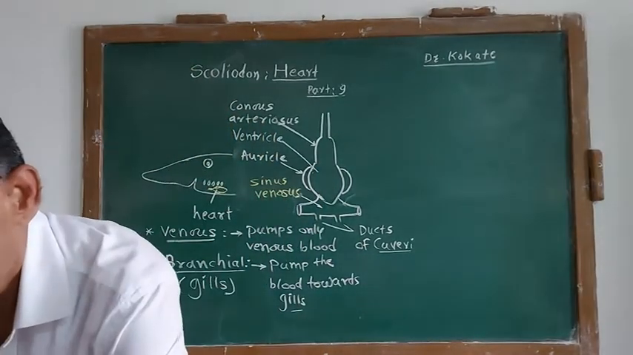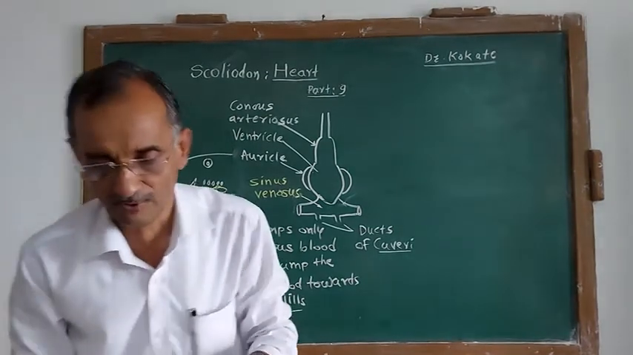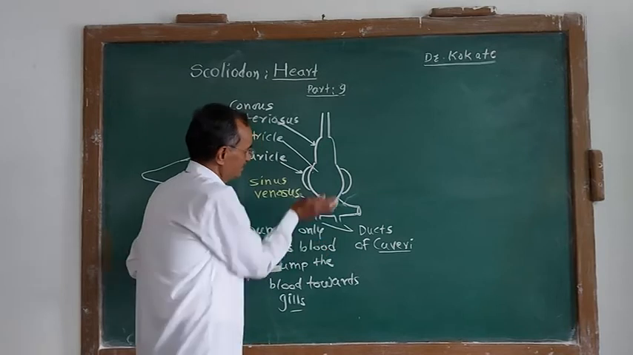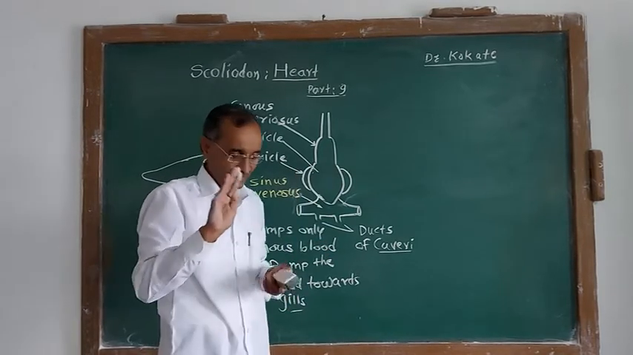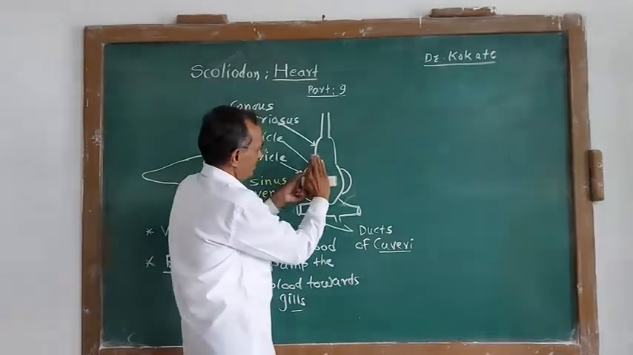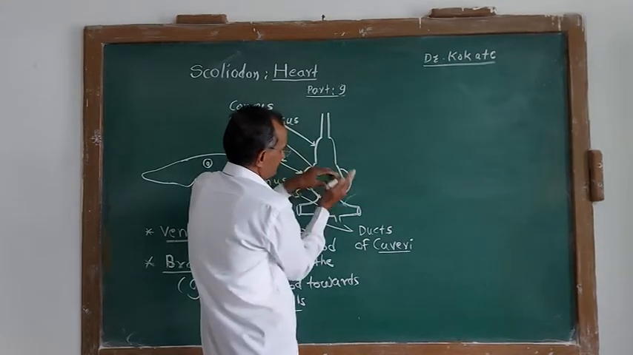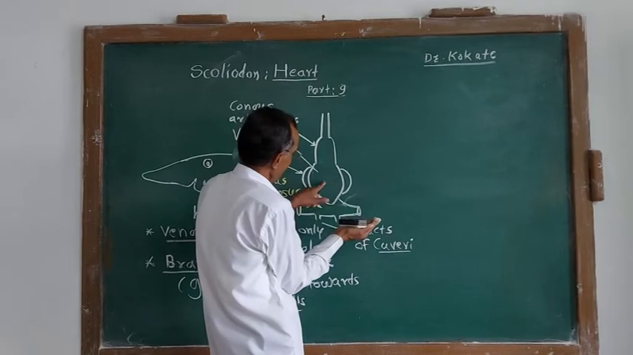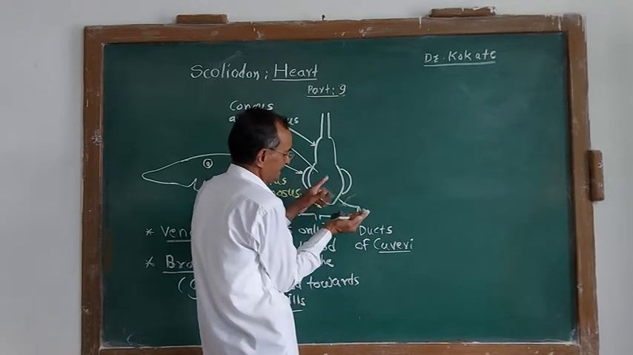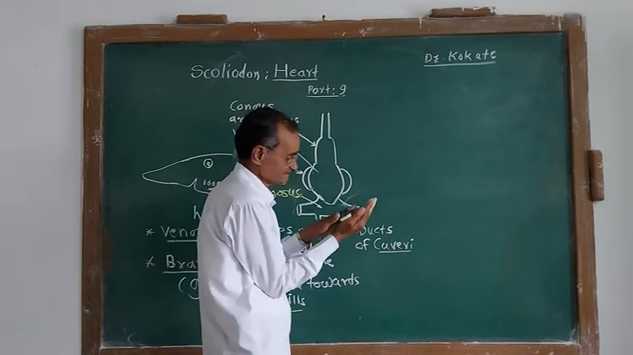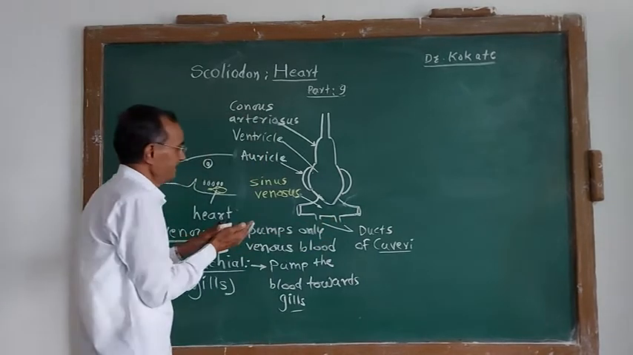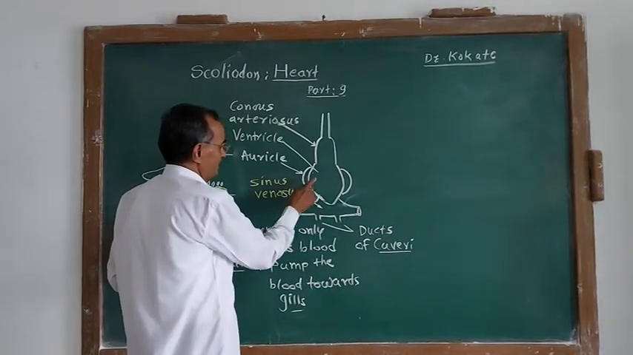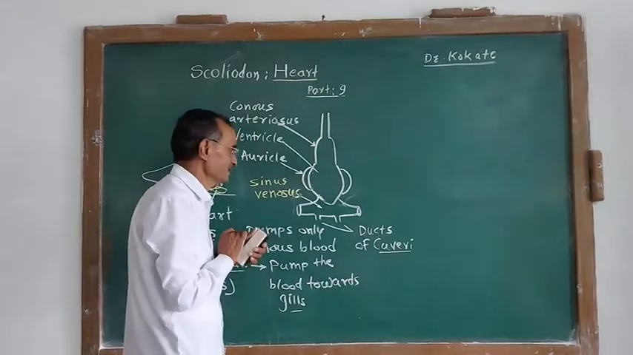I will show you. Suppose this is a ventricle like this, and this is the auricle. So the auricle is looking by this way. This is the dorsal side, this is the ventral side. So at the dorsal side of this ventricle, the auricle is present. The sinus venosus opens into the auricle, and the auricle then opens into the ventricle.